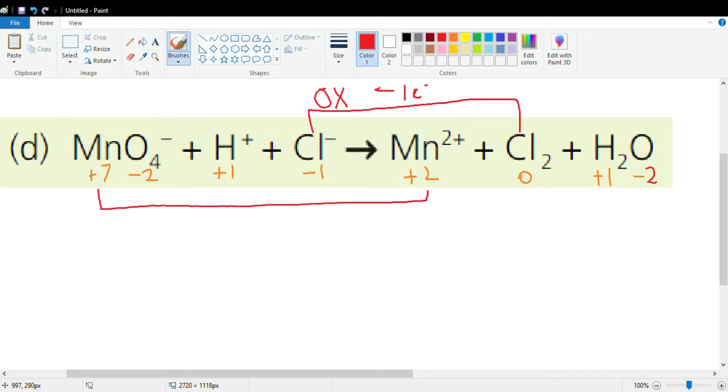And manganese has gone from +7 to +2, so it has been reduced and it has gained electrons, sorry, +5 electrons. Saying it all the wrong way around. +5 electrons. And so what we're going to do now is take that 1 from the oxidized substance and put it in front of the reduced one in our equation. And we're going to take the 5 from our reduced substance and put it in front of the opposite substance.